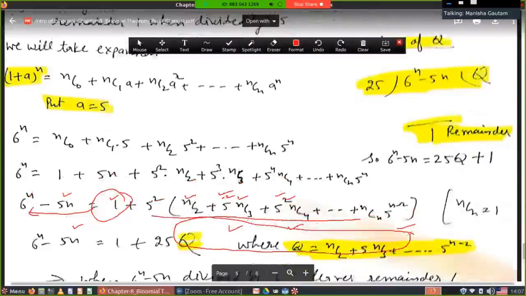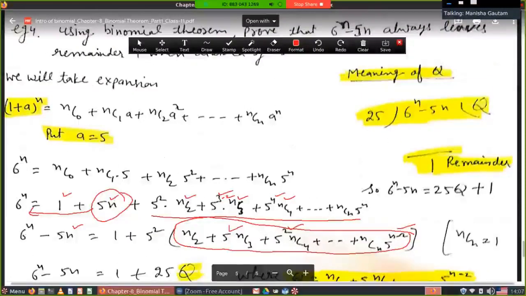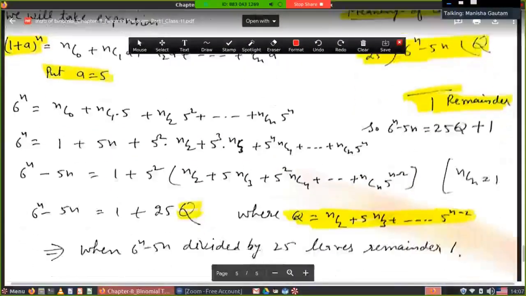Assume that this is a quotient. This is the quotient. Then write down this is Q. And what is the requirement of the question? The question requirement is this one, and we get the same one here.